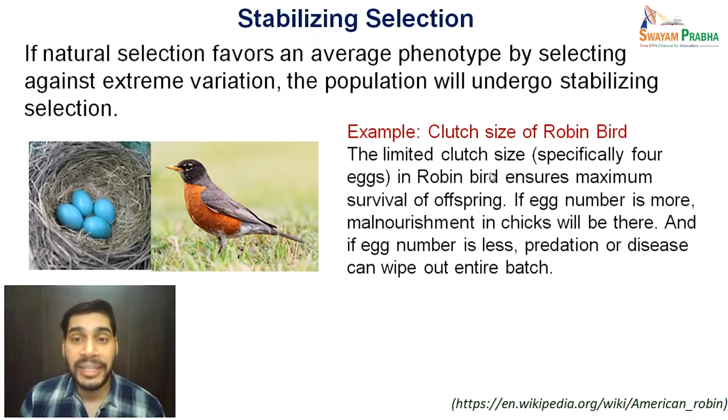There is a limited clutch size, and most of the time it is 4 eggs in the robin bird. It ensures maximum survival of offspring. How? If the egg number is more, it will lead to malnourishment in the chicks which are going to develop. On the other hand, if the egg number is less, predation or disease can wipe out the entire batch. So the individuals laying an average number, around 4, are favored, whereas the ones having fewer eggs or a higher number of eggs, that means both the extremes, will be eliminated.